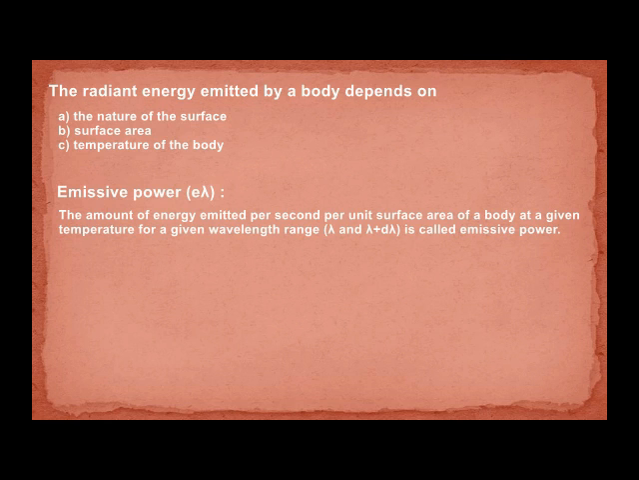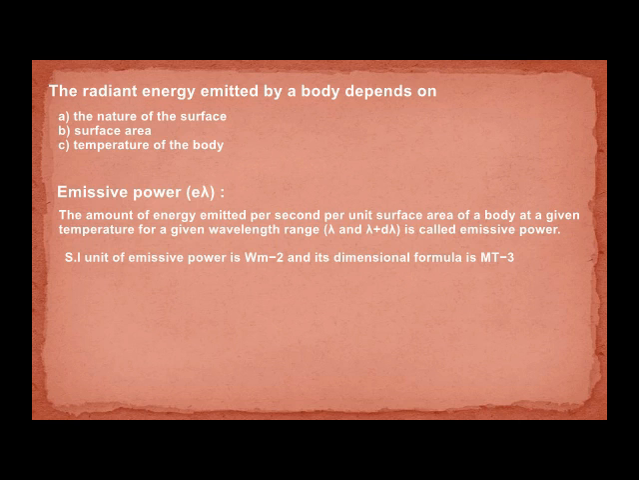So, going with the flow, let us now see what emissive power is. Emissive power is the energy emitted per second per unit surface area of the body at a given temperature for a given wavelength range. This is called the emissive power of a body. It is the capacity to emit power at a given time and temperature. The SI unit of emissive power is watt per meter square, and the dimensional formula is M1 T raised to -3. Friends, you should always remember the units and the dimensional formula since they will help you.